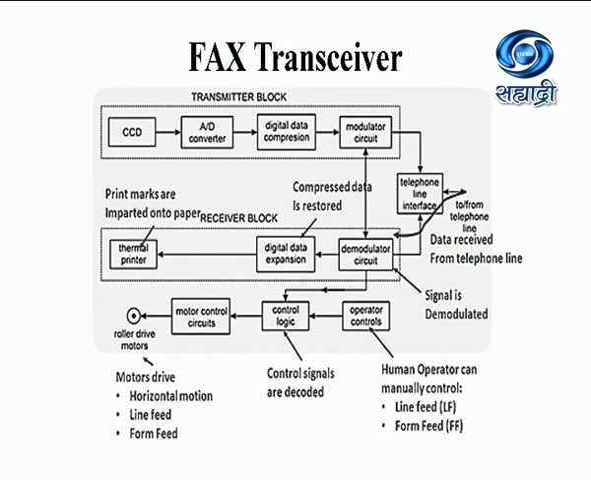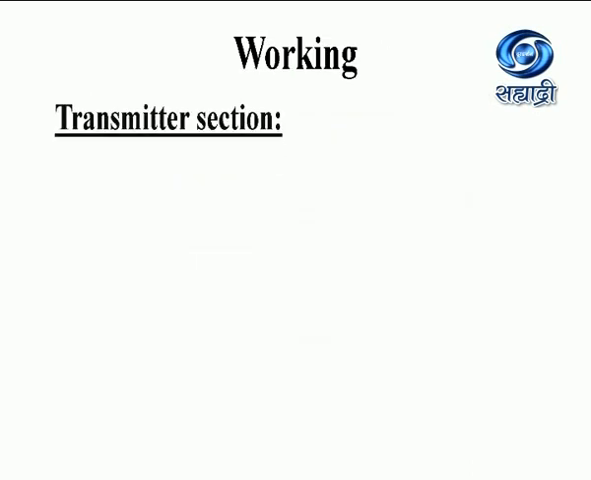The analog signal of the telephone line is connected to the demodulator circuit. Again it is converted into digital data and connected to the expansion circuit, and the last one is the thermal printer. So let's start with the working of each block.